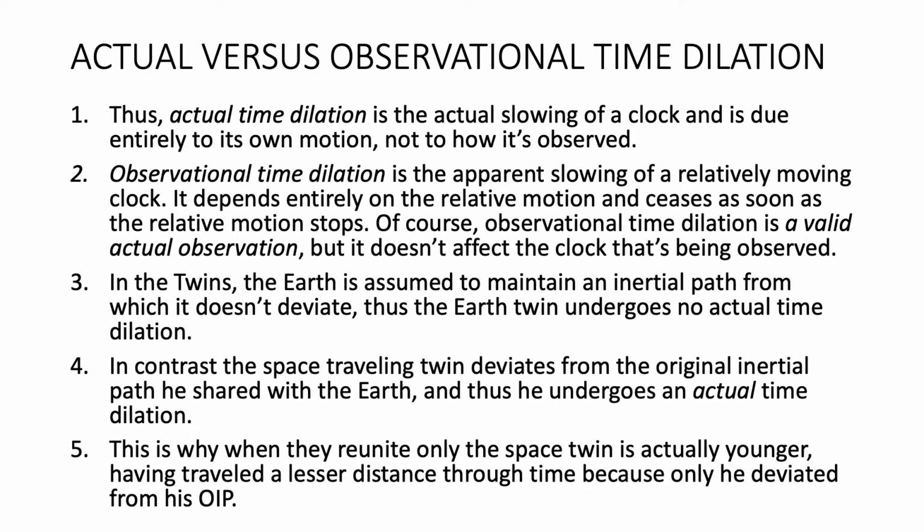In the twins, the Earth is assumed to maintain an inertial path from which it doesn't deviate. Thus, the Earth twin undergoes no actual time dilation. In contrast, the space-traveling twin deviates from the original inertial path shared with the Earth, and thus he undergoes an actual time dilation. This is why when they reunite, only the space twin is actually younger, having traveled a lesser distance through time because only he deviated from his OIP.